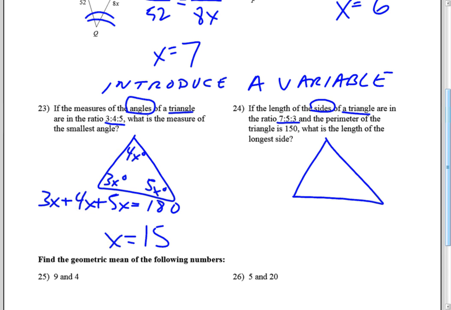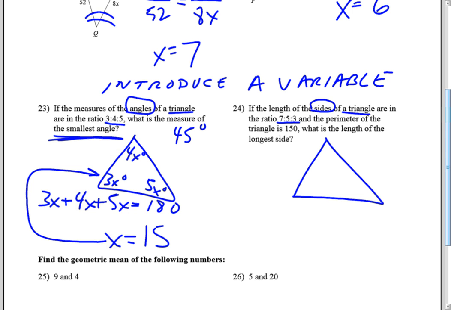And then they're stopping. What does the question want? So what else do you have to do sometimes? Substitute. What's the smallest angle? So I'm going to put that right there. What's 3 times 15? 45. So I need to sometimes do some substitution, put that back into the problem.